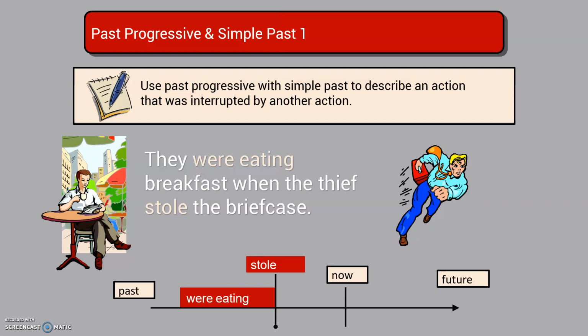We can combine these two tenses and we can use past progressive with simple past to describe an action that was interrupted by another action. For example, I can say they were eating breakfast when the thief stole the briefcase. So here we have the past. I was eating breakfast, drinking coffee, whatever, and then an action interrupted. This man right here interrupted, and then he stole the briefcase, right? And then we have the present. So we use past progressive when, the conjunction when, and then we use simple past right here.